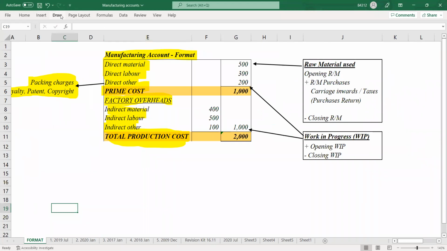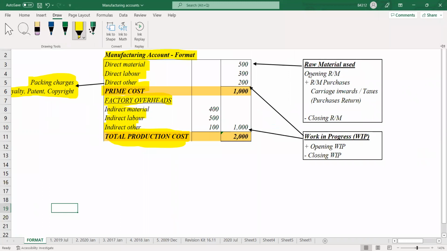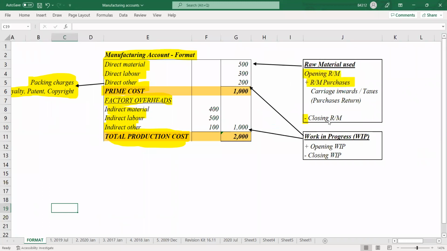Opening raw material purchases, and closing raw material. And also, since we are calculating the cost, any costs related to the purchases, for example, carriage inwards, taxes, duties, right? So any expenses related to the purchases, we have to add to purchases. And if there are any purchase returns, we have to deduct. Okay, so that is how we calculate the raw material used.